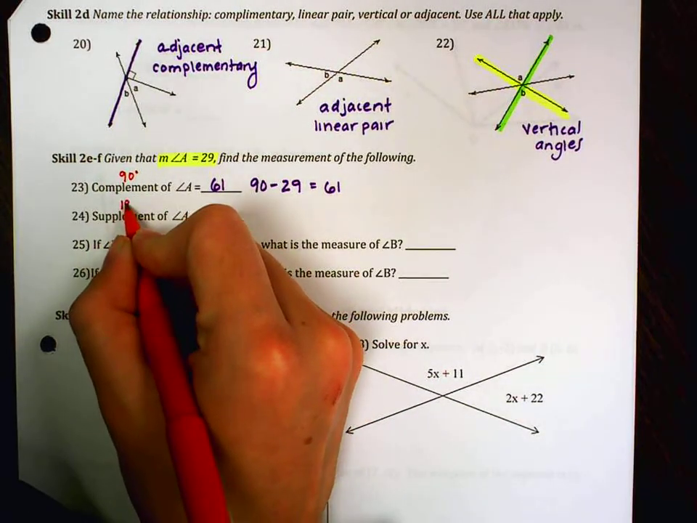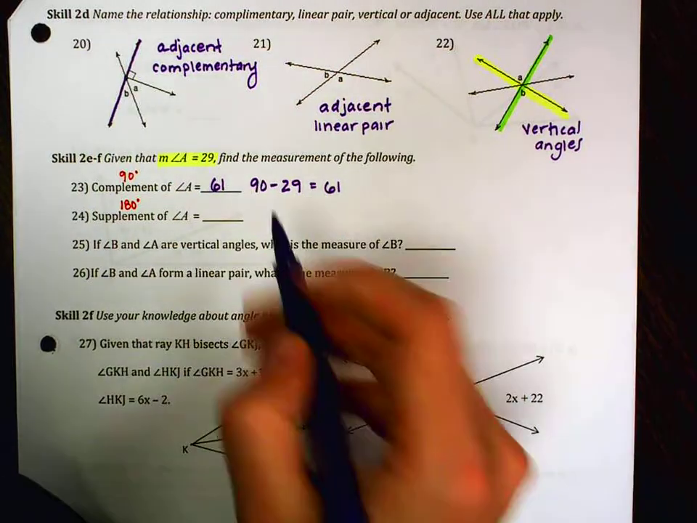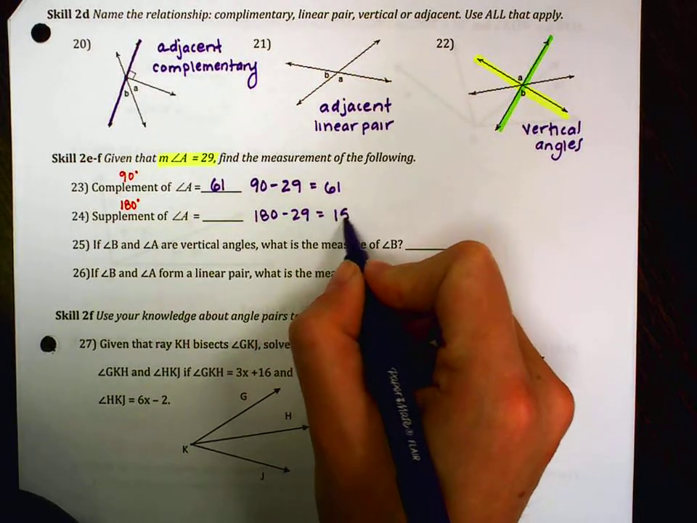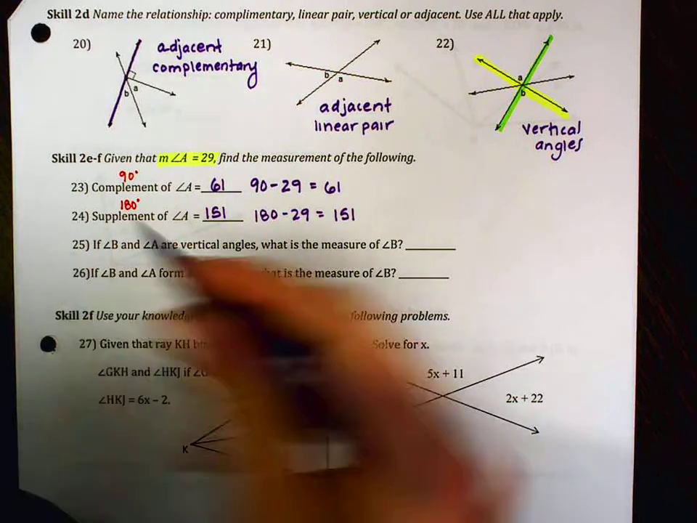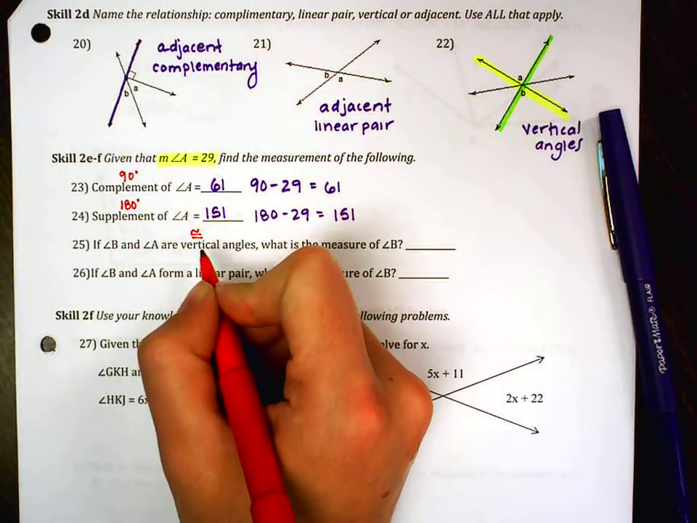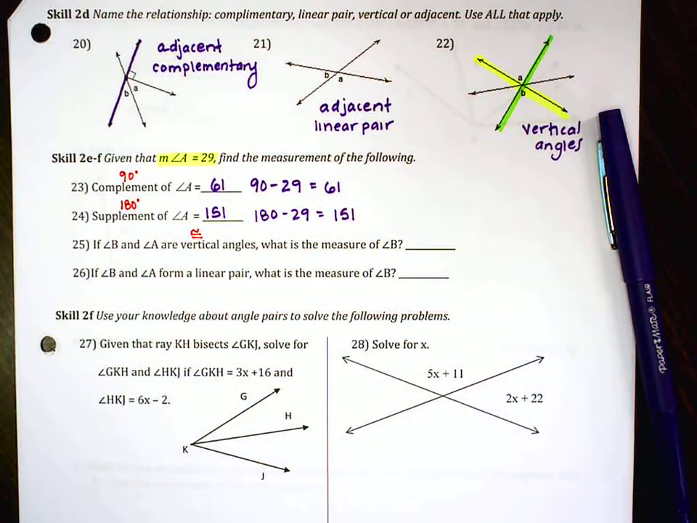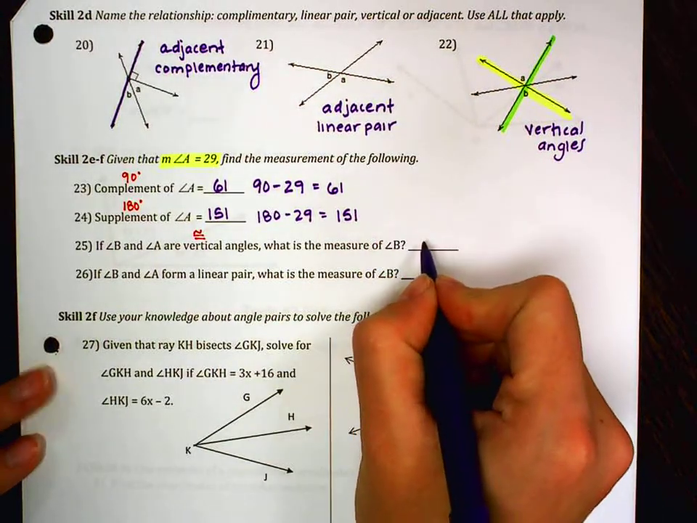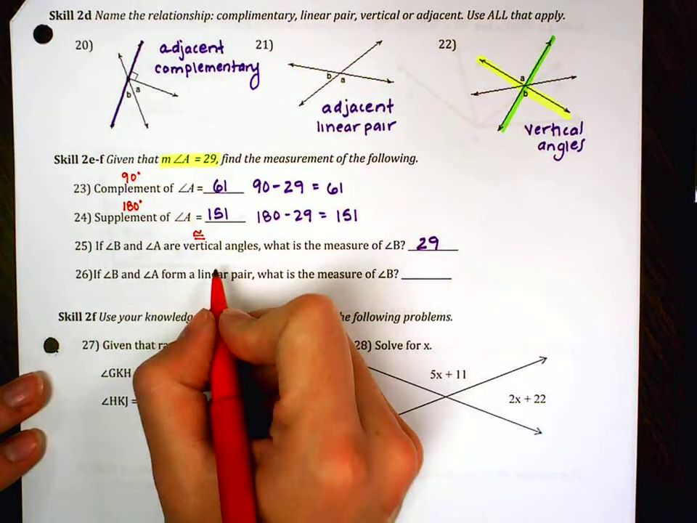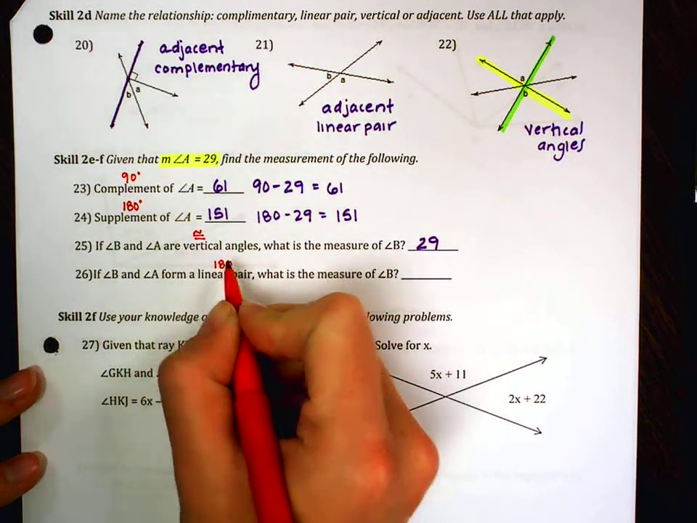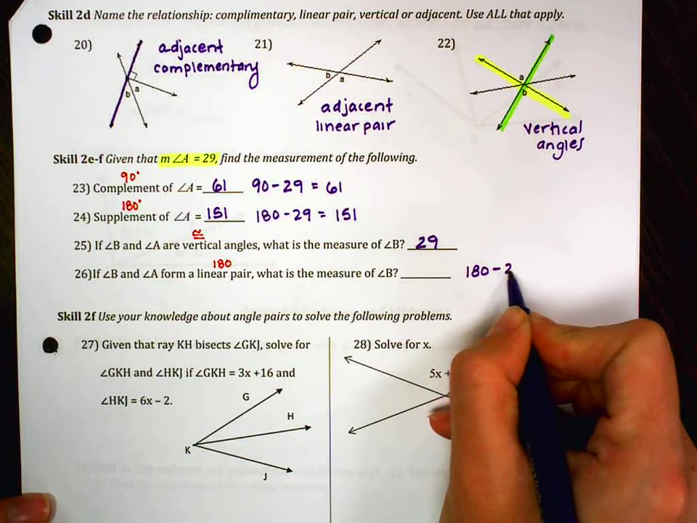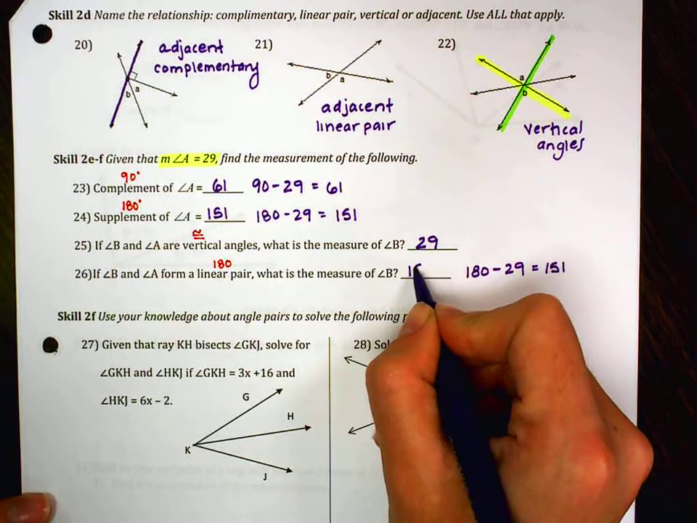Supplement means they add up to 180 degrees. We've already used up 29 degrees for angle A, so angle B is going to be 151 degrees. If two angles are vertical, that means they're congruent. That symbol, the equal sign with the squiggly on top, means congruent. They're the same size. So if angle A is 29 degrees, angle B has to also be 29 degrees. Linear pair also means add up to 180. The only difference is that for a linear pair, they have to be adjacent, next to each other, but it's the same as the supplement up here. Again, it's 180 minus what we've used up already, and that leaves us with 151.